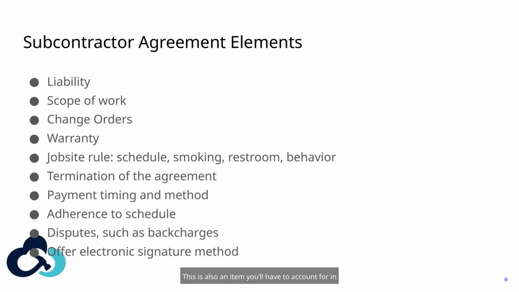This is also an item you'll have to account for in your margin because you want to make sure routine warranty claims can be processed without turning you totally upside down on your job. Another important aspect of the sub-agreement is job site rules. Set clear expectations for behavior, smoking, restroom use, and more. I find these are the sections that are most likely to get updated because you just never know who will do something stupid on your job site.